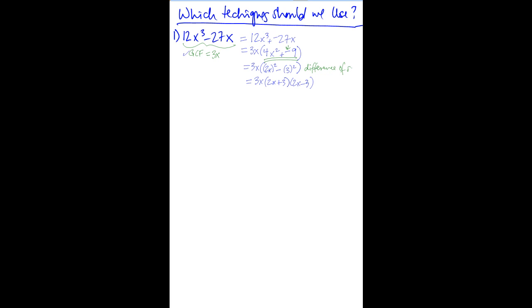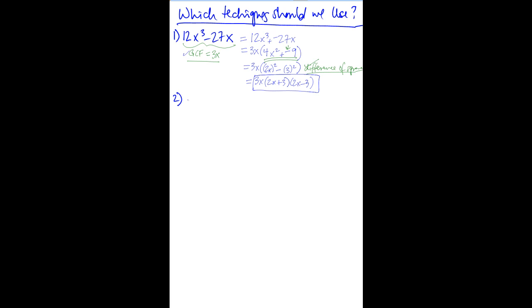of squares. So here I had to use two different techniques. I had to look for a greatest common factor, and I had to look for differences of squares. But once I did that, I was able to go ahead and factor this completely. There's no further factoring that can be done. Let's look at another example.